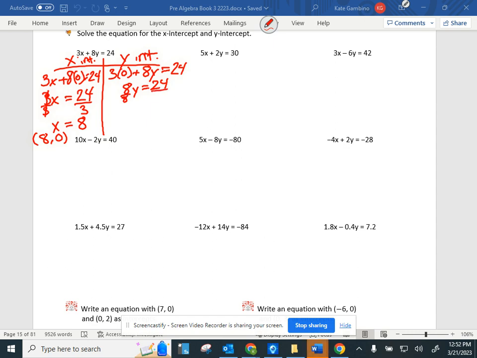Opposite operations, divide each side by 8. Y equals what? Michael? 3. So what is my y-intercept, Evelyn? 0, 3. If x is 0, y will be 3. So it is very important when we write our answer that we understand this is our y-intercept, this is our x-intercept. Just putting x equals 8 is not the x-intercept. You have to put that ordered pair.